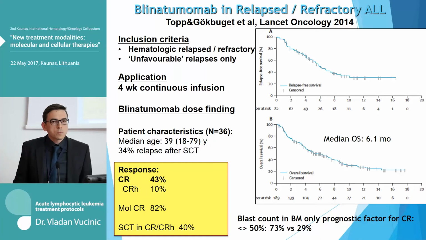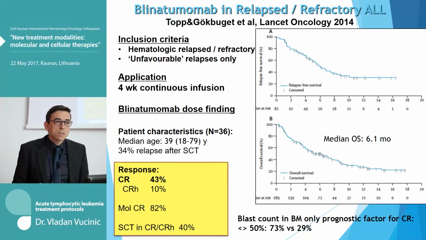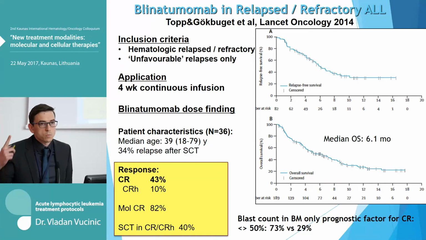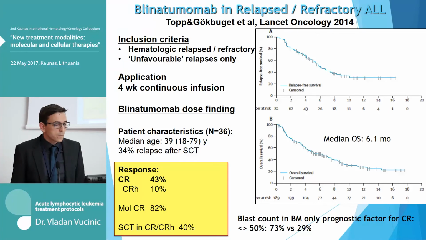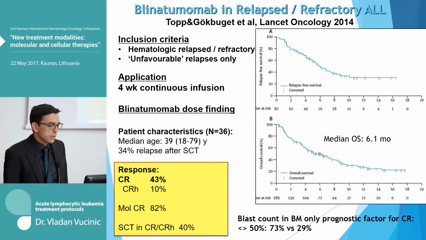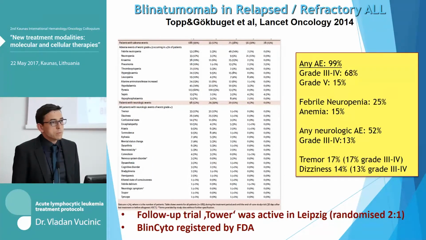In case of relapsed refractory ALL, there were many studies till now, and blinatumomab got licensed from the European Medical Agency. I will make a short walk around those studies. Topp and colleagues published in Lancet Oncology 2014 the 211 study with 36 patients who showed, after 2 blocks of blinatumomab, an overall survival of 6.1 months, showing that blinatumomab is a bridging to allogeneic stem cell transplantation. It is an effective therapy, but it is a bridging.